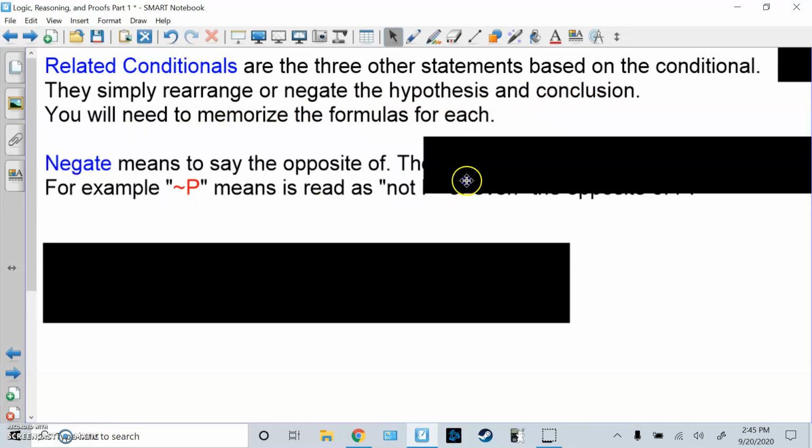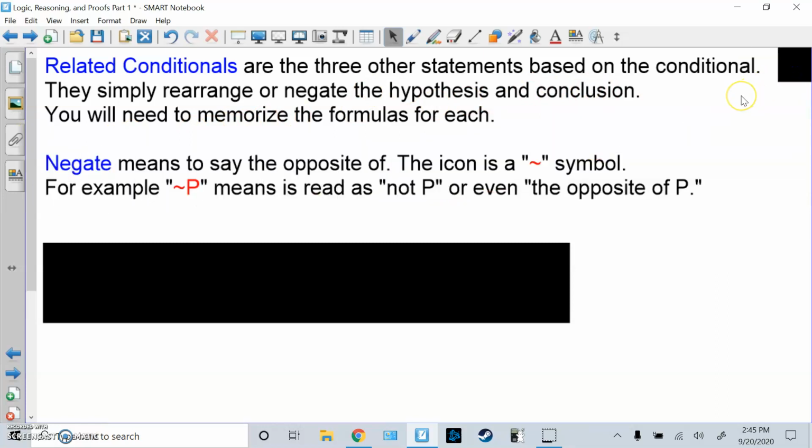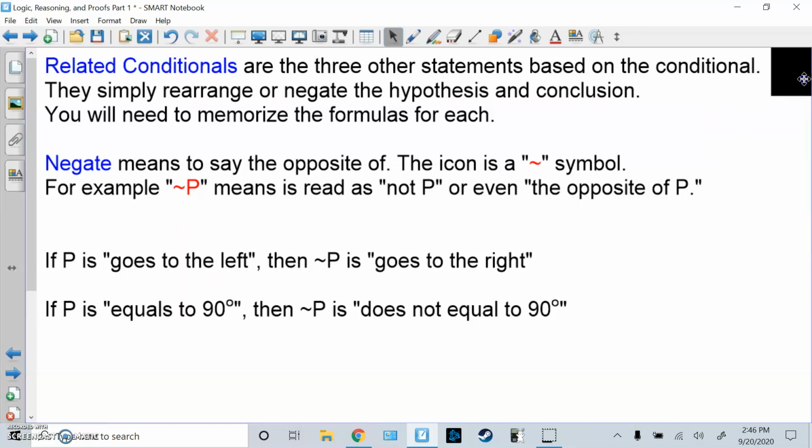Before I list them, let me talk about negating. Negating means to say the opposite of. The icon is a squiggly sign or a tilde symbol. For example, the squiggly P is read as not P, or opposite of P. So if P, the original P, goes to the left, then not P goes to the right. If P is equal to 9 degrees, then not P would be does not equal 9 degrees. You just use opposite meaning, the antonym, or you can just add the word not or isn't in front of it.